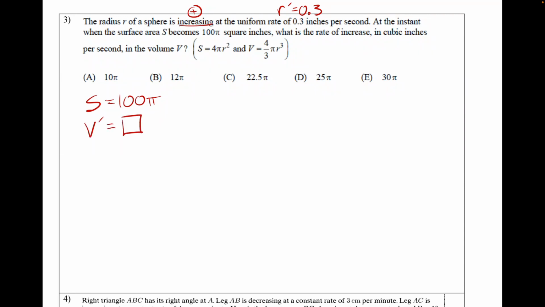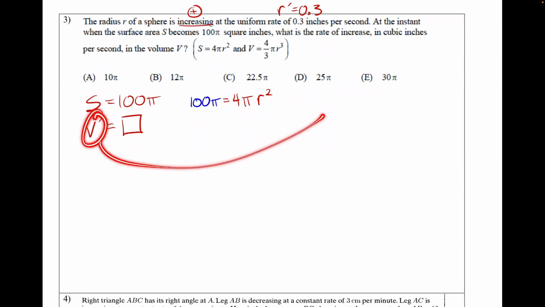So v prime is equal to our box. All right, so we need an equation for s, and we have that right here. Let's go ahead and fill in what we know. We know that s is going to be 100 pi, so 100 pi, and then that's going to be equal to 4 pi. We don't have r at all, just r squared. All right, we also need an equation for the volume prime. The two equations that we're using are s and v prime because those are the things we mentioned in the problem. So I'm going to have this v prime and write it over here.